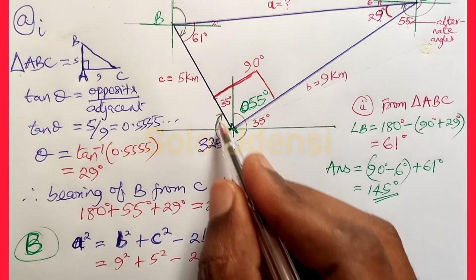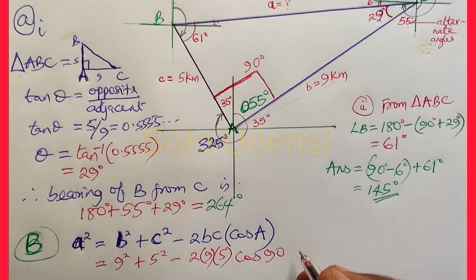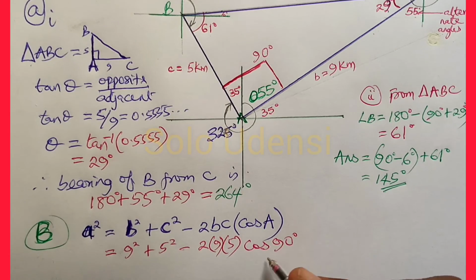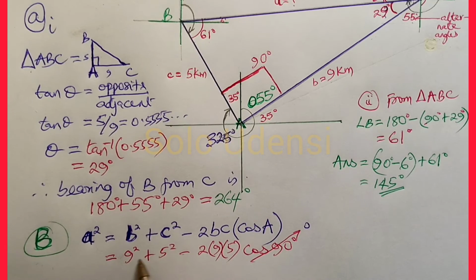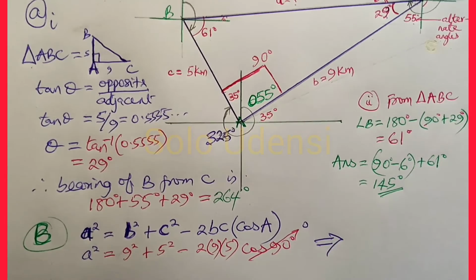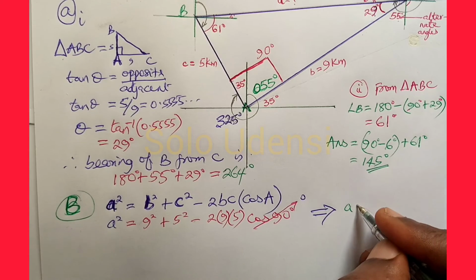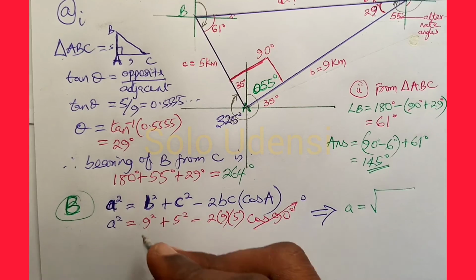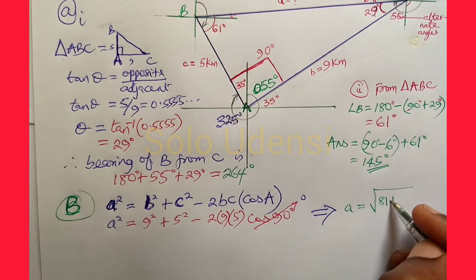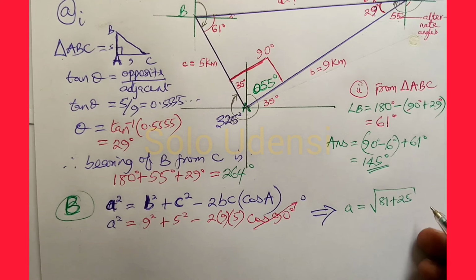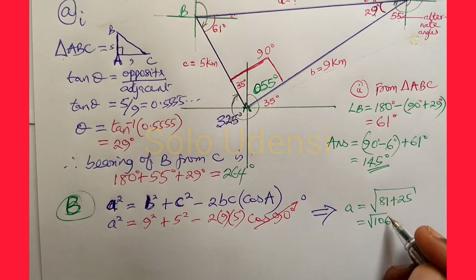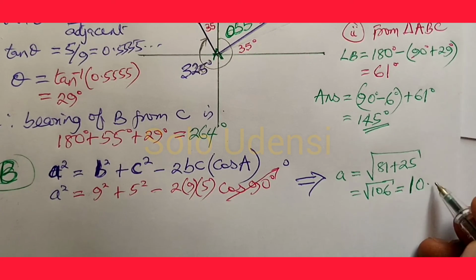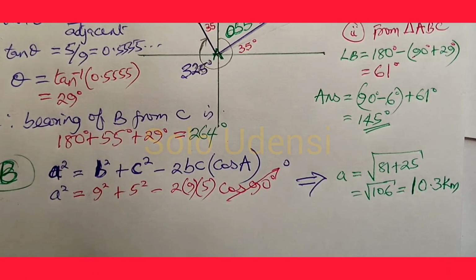cos A, where A is 90 degrees. We know that cos 90 degrees is 0, so everything with 0 times this will go. So we are left with only this. So A squared is equal to that. This implies that A is equal to the square root of 81 plus 25. That's the square root of 106, which is 10.3 km. That is the answer.